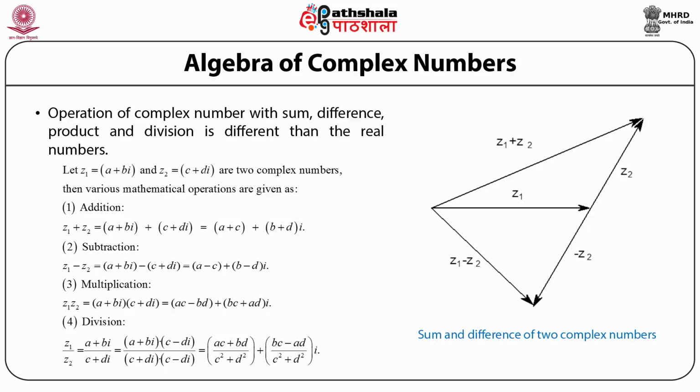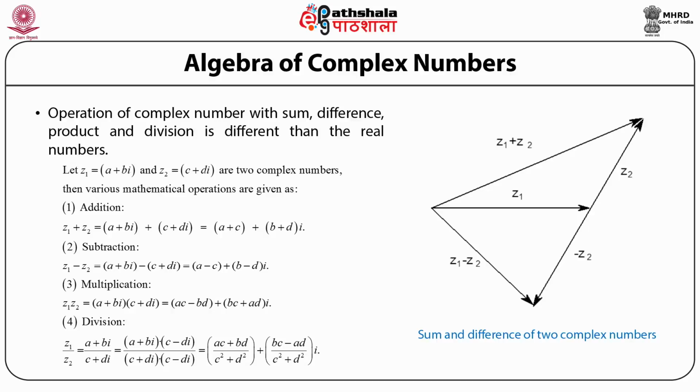When we have Z1 by Z2, which is A plus Bi divided by C plus Di, there is something called the conjugate. Conjugate means we only change the sign of the imaginary part, and we are going to do that only for the denominator. We take C plus Di, the denominator, and its conjugate is C minus Di. We multiply by C minus Di and divide by C minus Di.